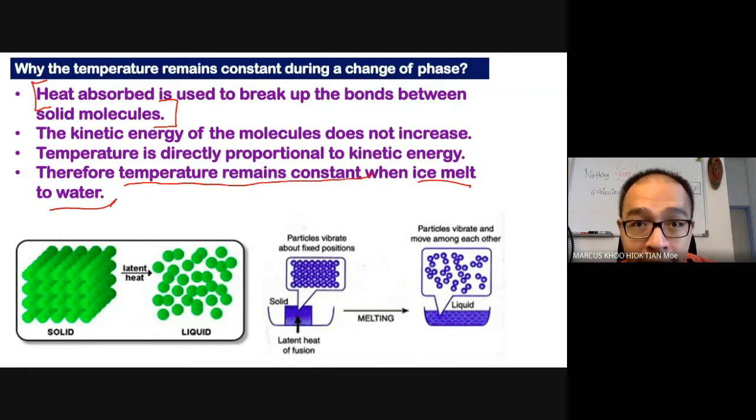Are you providing heat? Yes. Is the temperature increasing? No. Why is there no temperature increase? Because the heat is being used to break up the bonds between the solid molecules. Change of phase doesn't involve change in temperature. It is the single most important thing that you have to get past. It is a mental block, you know.